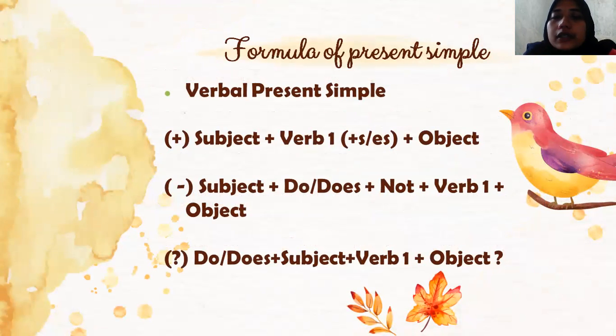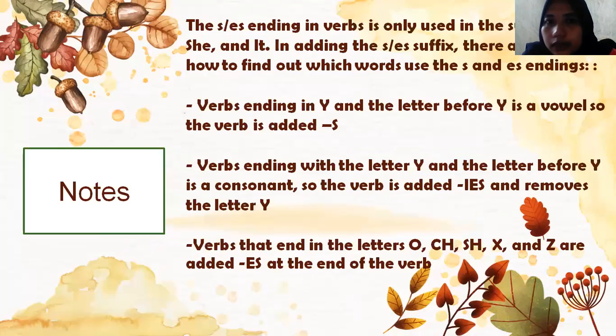Formula of verbal present simple. For the positive, we use subject plus the verb one plus s or es, for the subject she, he, it, plus object. Negative, we use subject plus do or does plus not plus the verb one plus object. For the interrogative, we use do or does plus subject plus the verb one plus object.